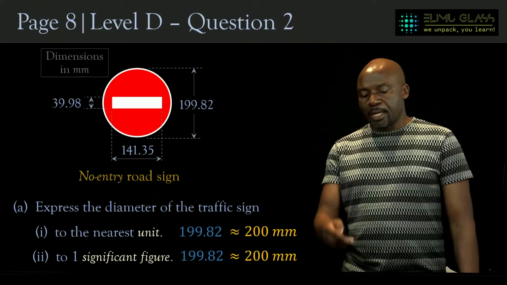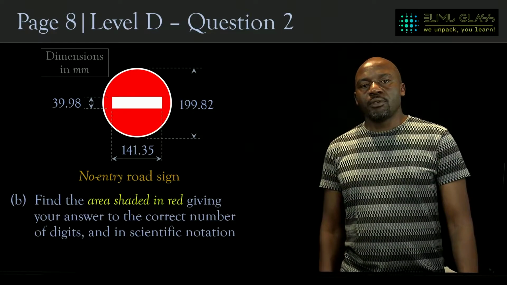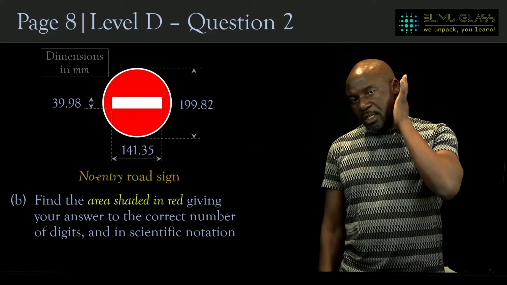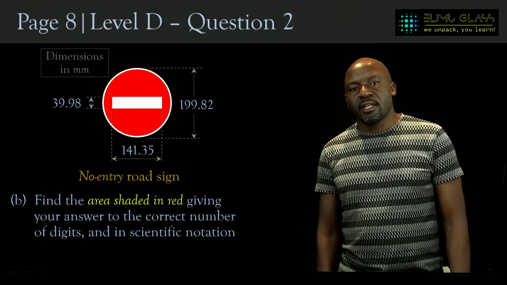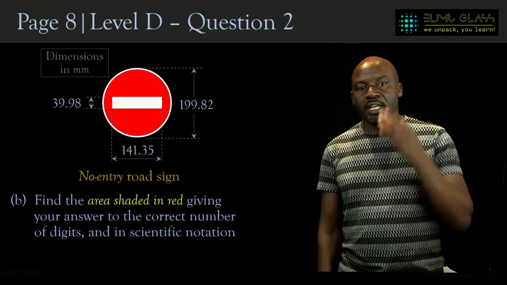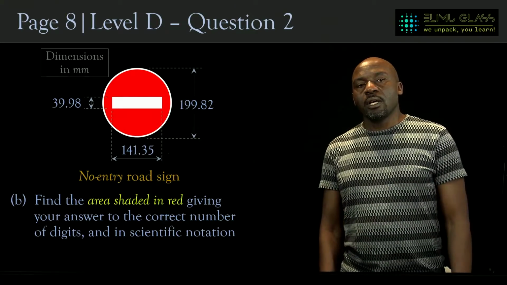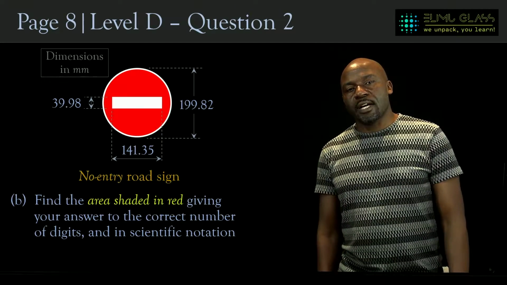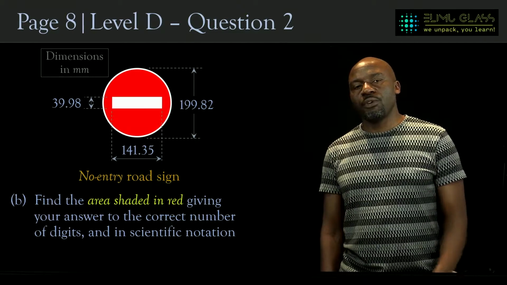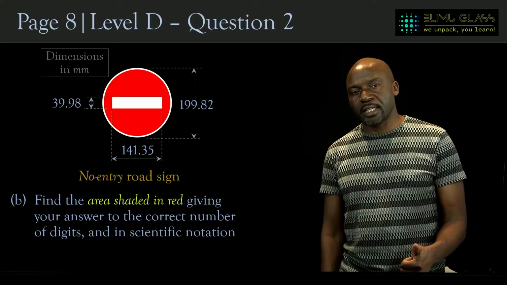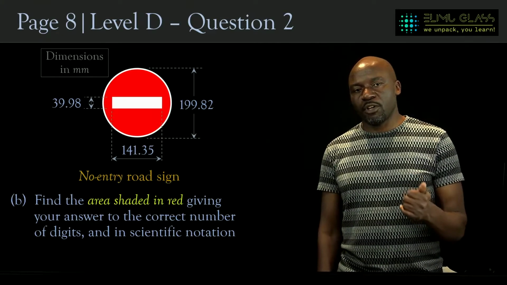Okay? Part B of the question says to find the area shaded in red, giving your answer to the correct number of digits and in scientific notation. Okay, so we are going to multiply and then we are going to subtract. While we multiply, we follow the rule for significant figures, and when we add or subtract, we follow the rules for decimal places.